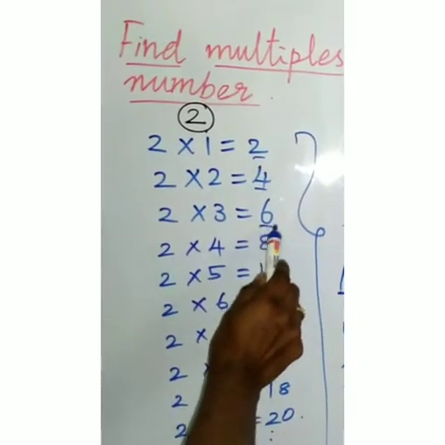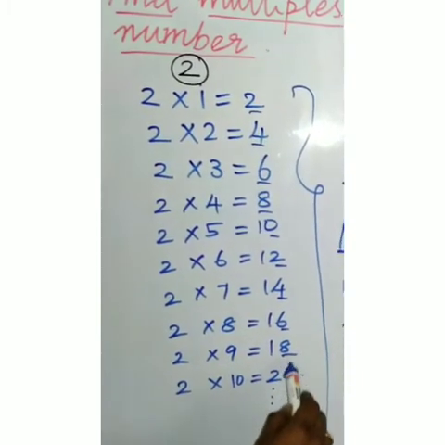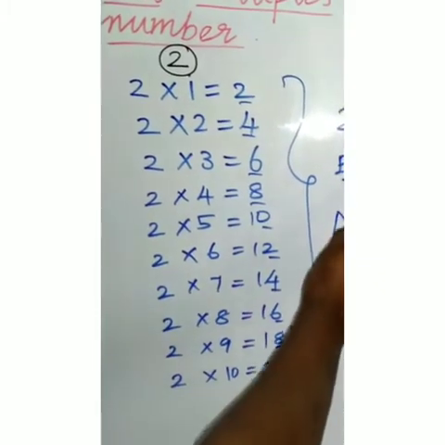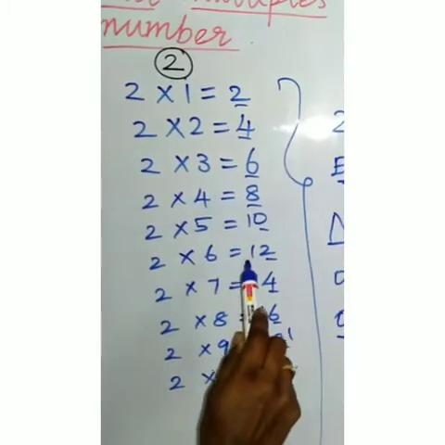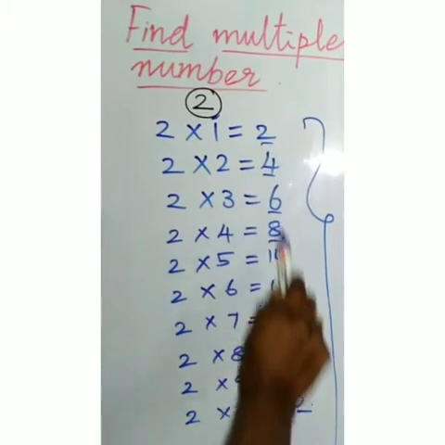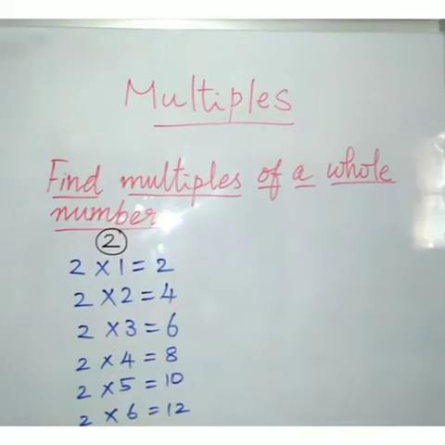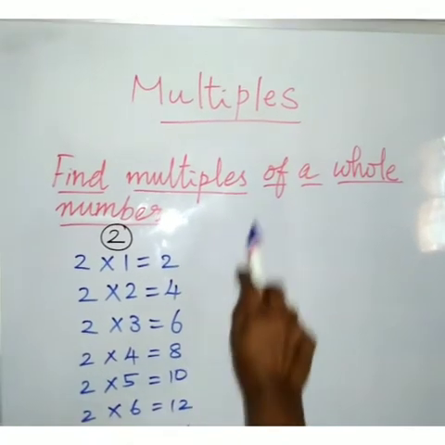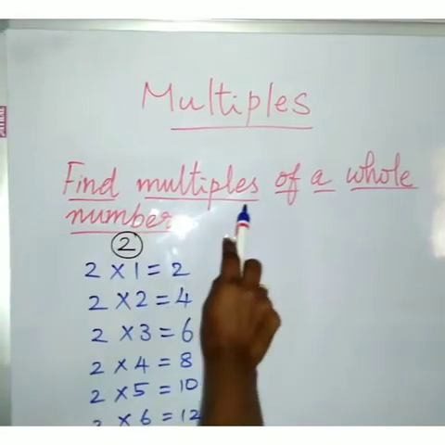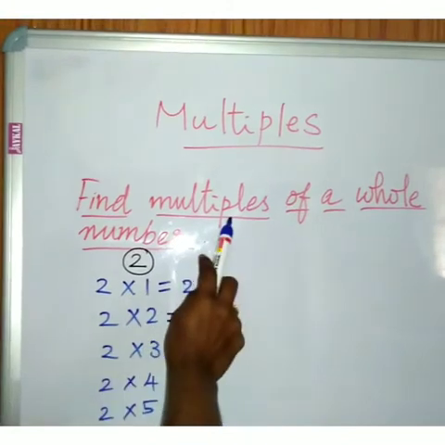Consider the number 2. I know you all are thorough in the multiplication table too. 2 ones are 2, 2 twos are 4, 2 threes are 6, 2 fours are 8, 2 fives are 10, 2 sixes are 12. Likewise, you have to continue the multiplication table of 2, okay? So, we have to consider the whole table's answers. What are the answers present here? 2, 4, 6, 8, etc. up to infinity. Infinity means endless.